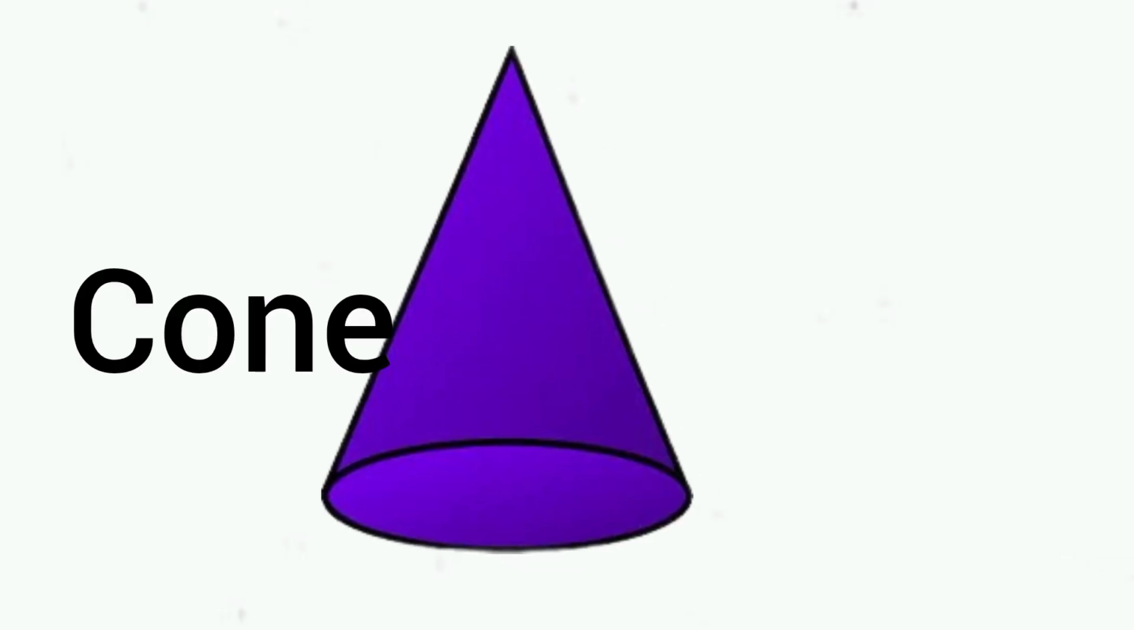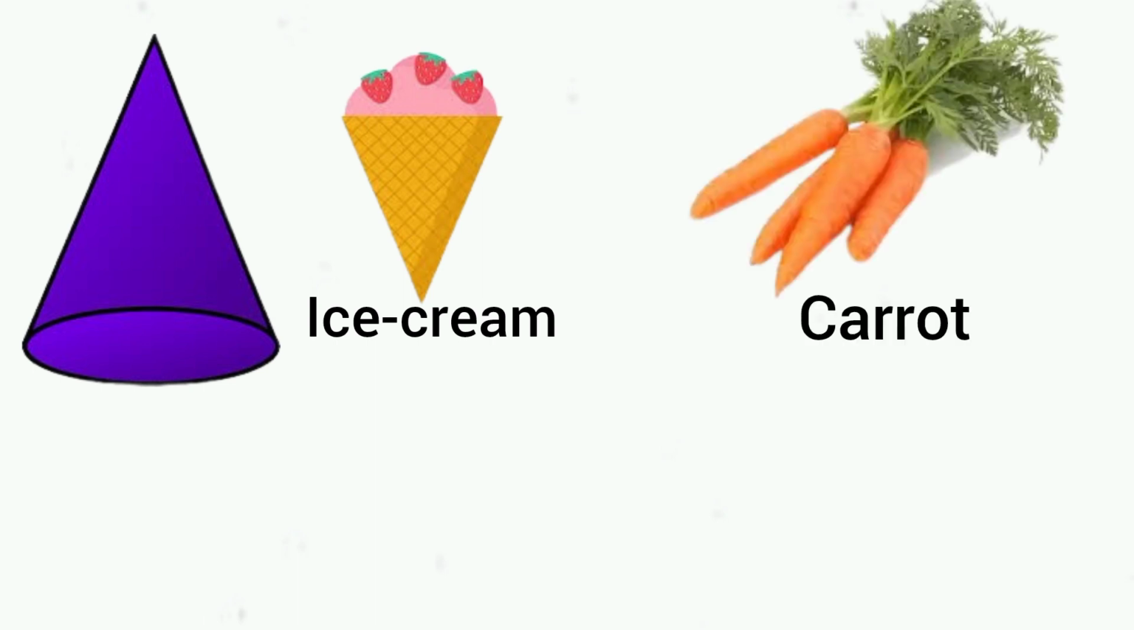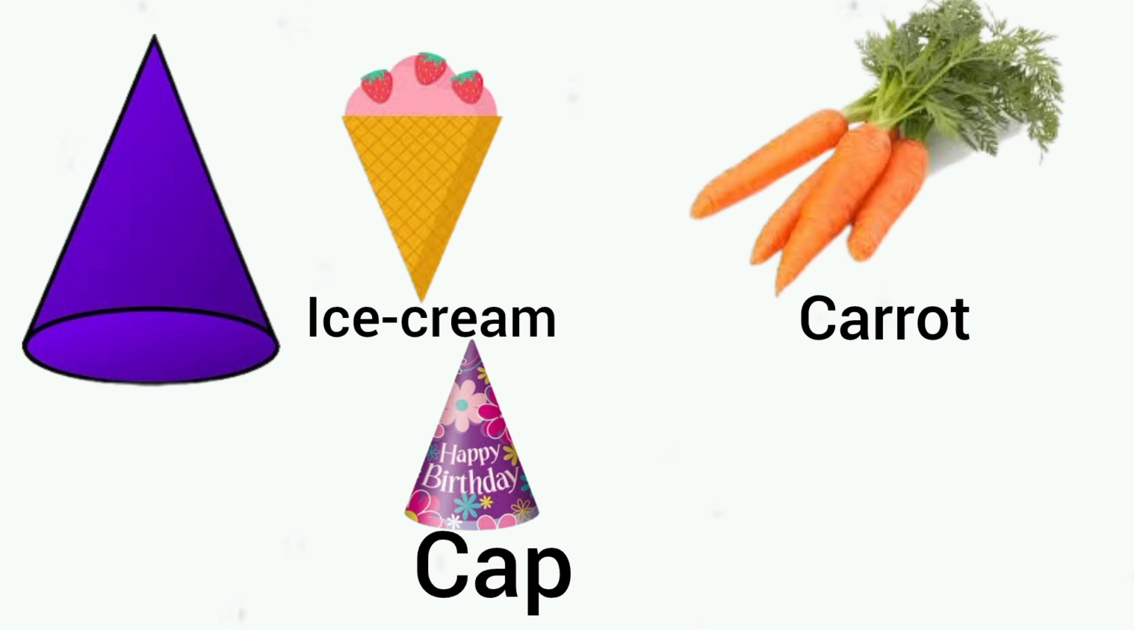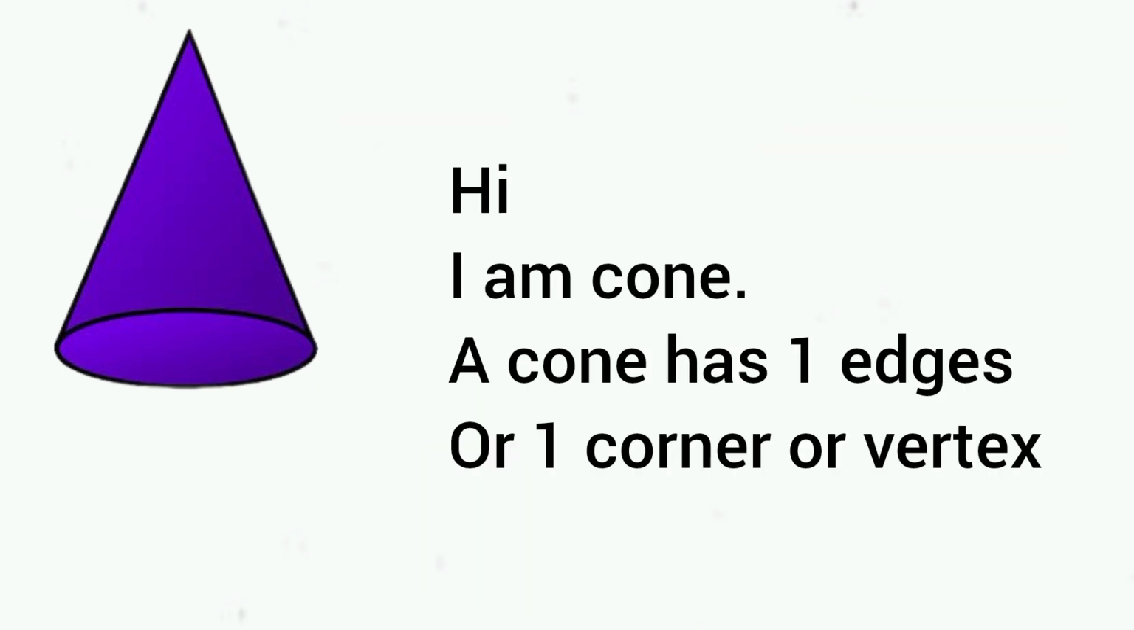Next shape is cone. Ice cream shape is cone. Carrot shape is cone. Cap shape is cone. Tent shape is cone. Hey, I am cone. A cone has 1 edge or 1 corner or vertex.